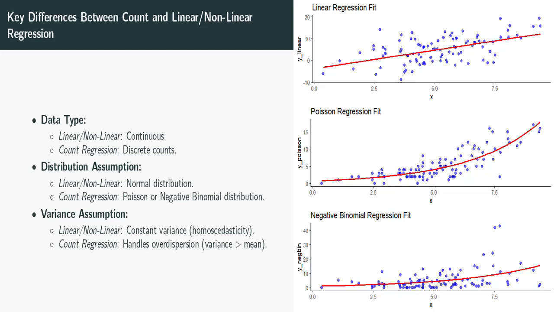And on the right hand side of the slide, you can see the fits for three models. The top plot shows linear regression fit where the outcome variable is a continuous variable. The middle plot shows Poisson regression fit, which is designed for count data but assumes the variance equals the mean. The bottom plot is a negative binomial regression fit which better handles overdispersed data where the variance exceeds the mean.